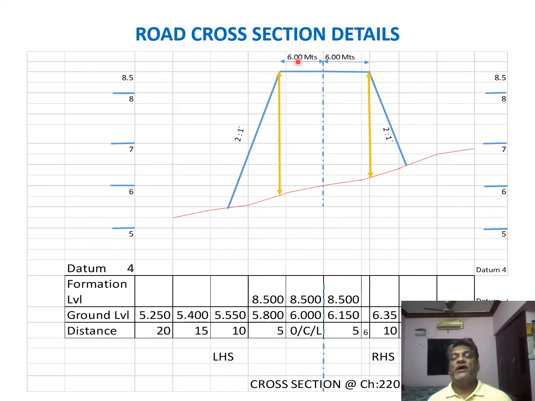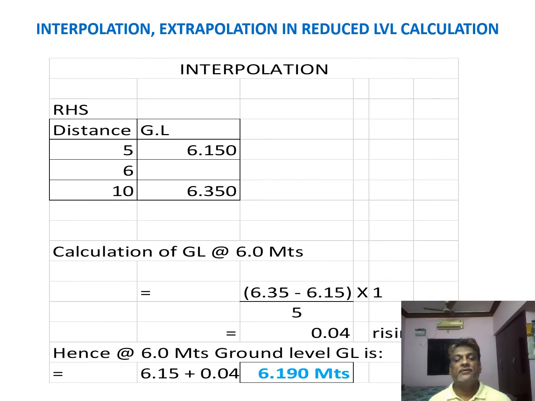Now we have 6 meters as the width. So we have an initial ground level at 5 meters and a ground level at 10 meters, but we don't have the ground level at 6 meters. So between these two levels, we calculated and fixed the level at 6 meters. This is on the left hand side. Similarly for the right hand side also, we don't have the ground level taken at the time of the initial levels. So from 5 meters to 10 meters, it is calculated and fixed here. So this is the example of interpolation.